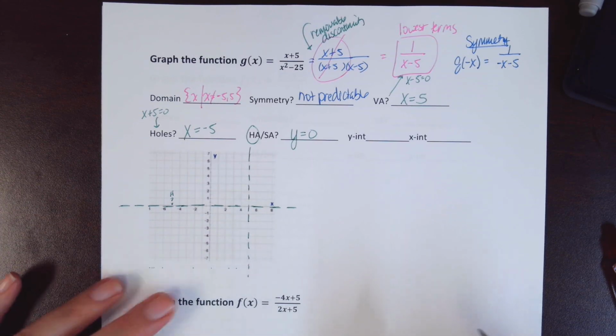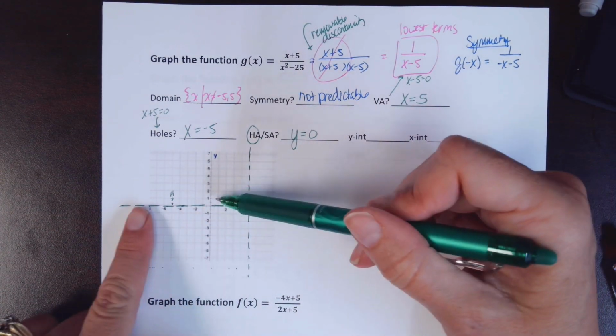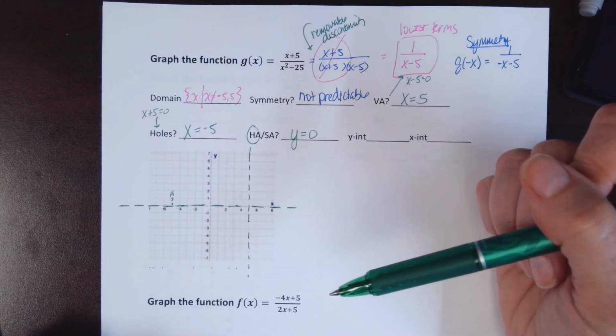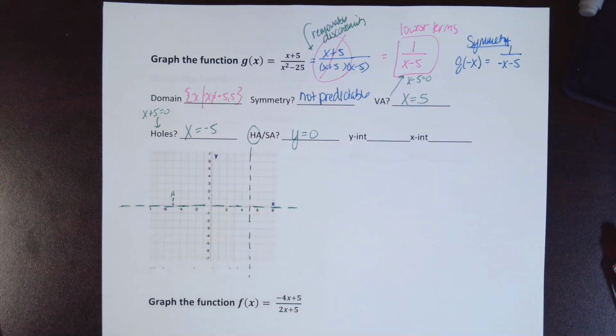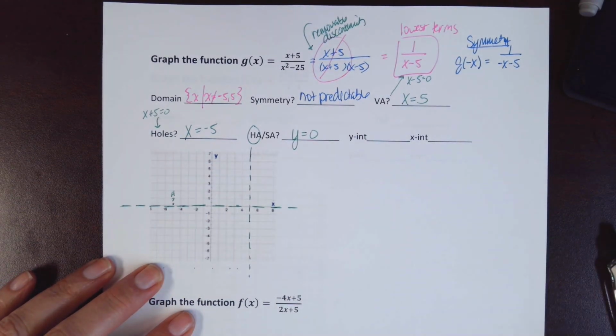So this explains why we don't have predictable symmetry. We have shifted it away from the y-axis, away from the origin, over here to the right. All right, now we need some points to plot. We get to predict a lot of stuff, but we need some points to plot. So this is going to be the easiest place to start.